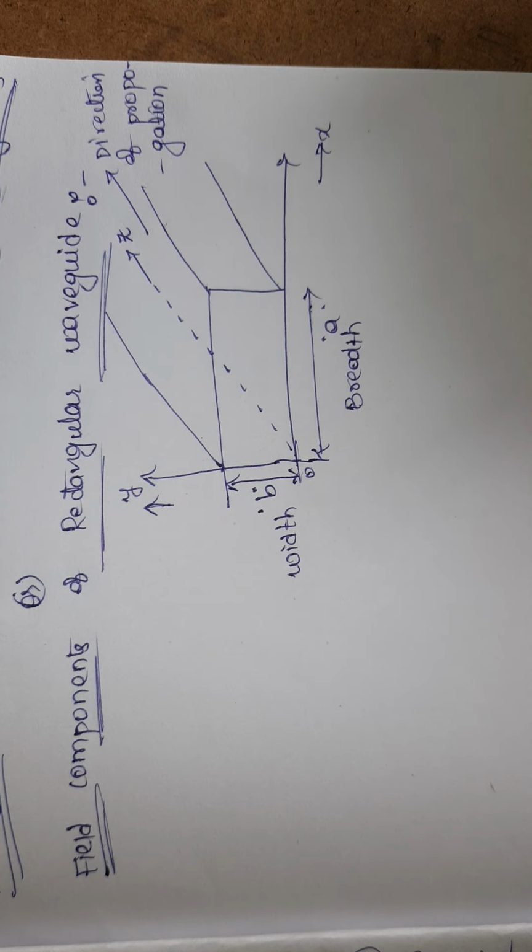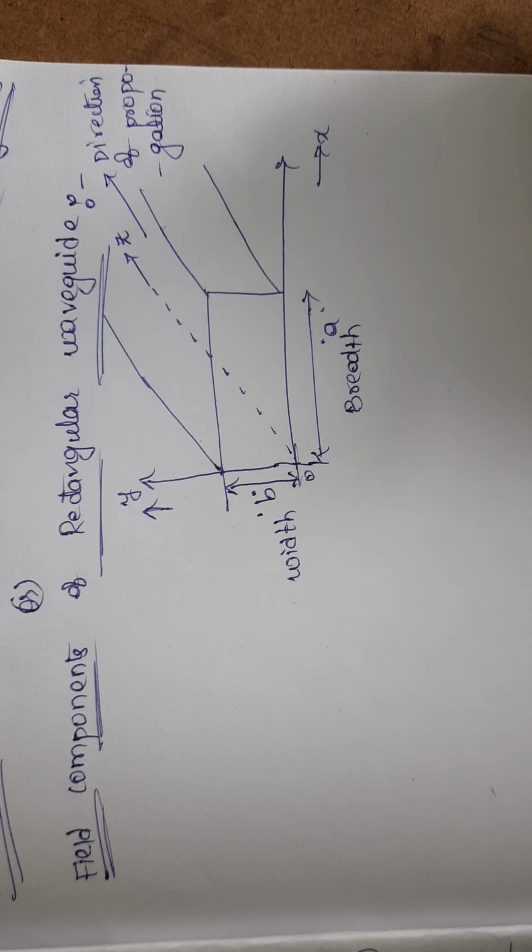So in the parallel plane waveguide we discussed the derivation of field components, and individually the TE, TM, TEM modes, and what cutoff frequency and wavelength are, and the phase velocity and group velocity derivations. The same way we have to do the derivations for the rectangular waveguide.